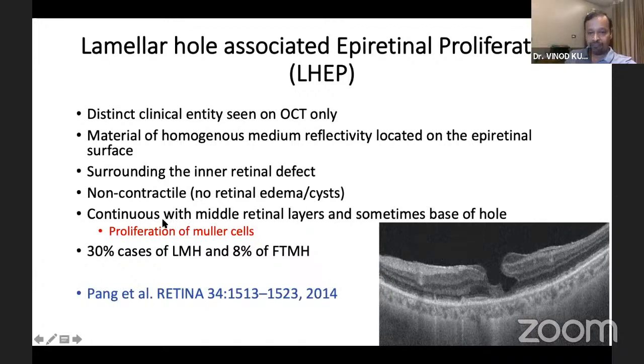Usually they are at the surface of the retina, but at times they are in continuation with the middle layers of the retina. And sometimes they will even fill the base of the hole. In the initial description by Pang et al., the authors hypothesized that LHEP is due to proliferation of the middle retinal layers or Muller cells. They labeled it lamellar macular hole associated proliferation and found it in 30% of the cases of lamellar hole, and they reported it simultaneously in cases with full thickness macular holes as well.